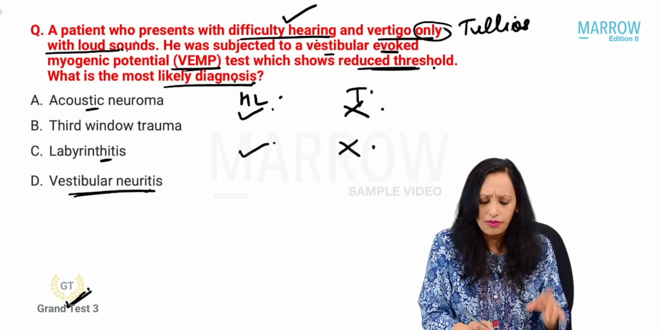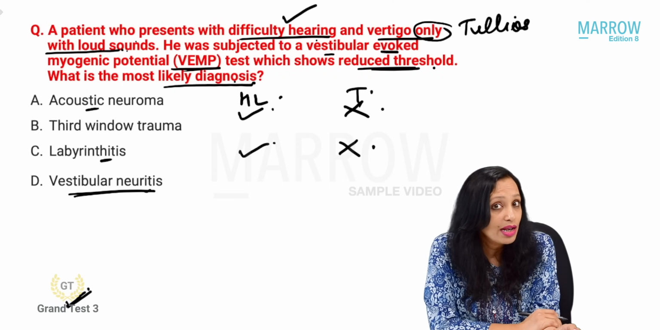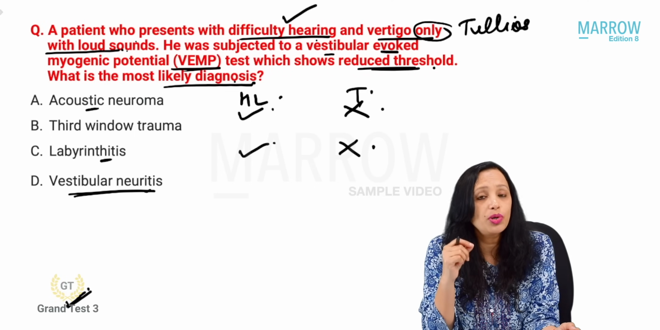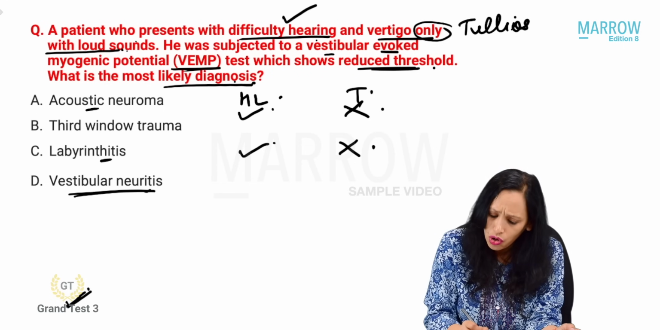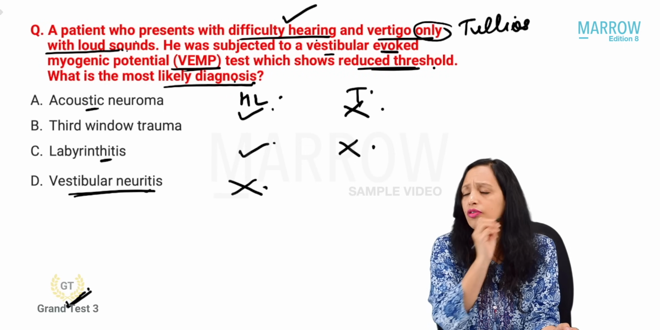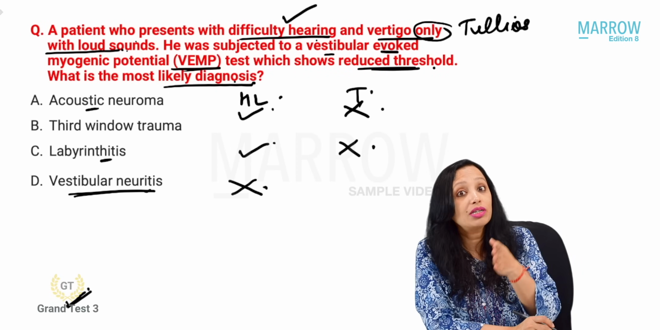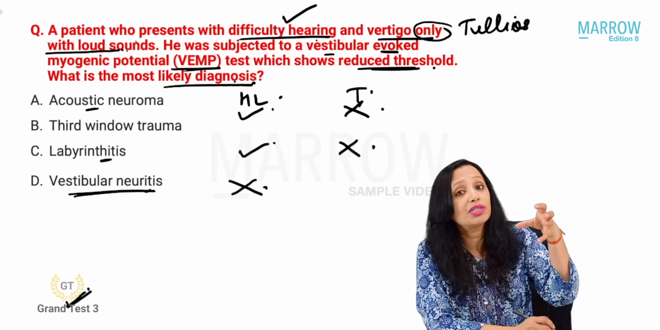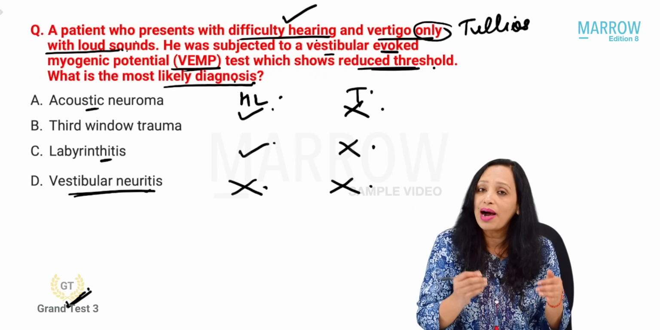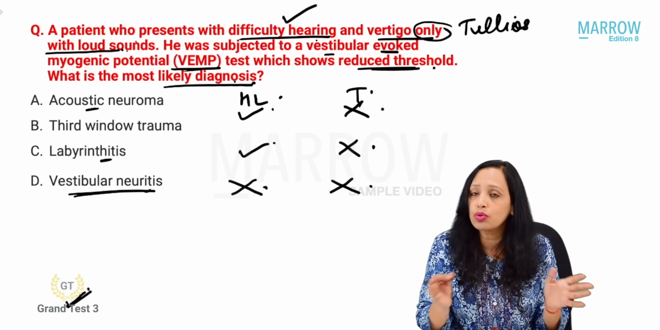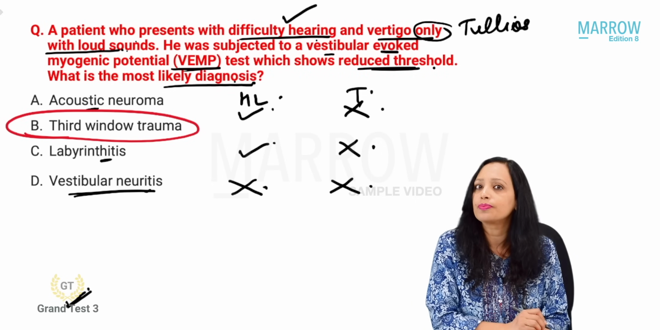Vestibular neuritis. Now, vestibular neuritis, you will tell me, can this patient have hearing loss? Vestibular neuritis is inflammation of only the vestibular nerve. Will this patient have hearing loss? No, no hearing loss. And if at all vertigo, what will be the type of vertigo? Again, it is an inflammation of the vestibular nerve. So, inflammation, the vertigo will be continuous. So, no Tullio's phenomena. So, by the history also, even if we do not know what is VEMP, we have come to the diagnosis that this is third window syndrome.